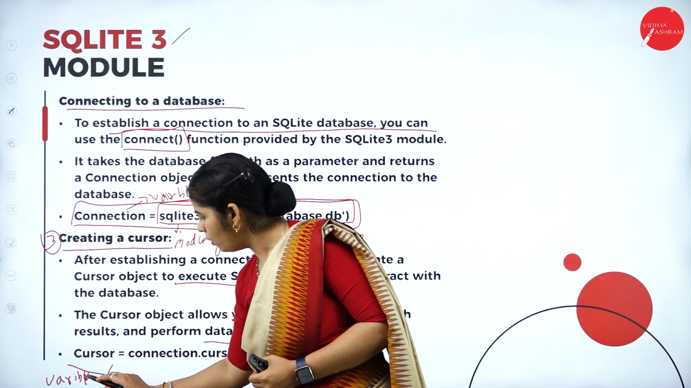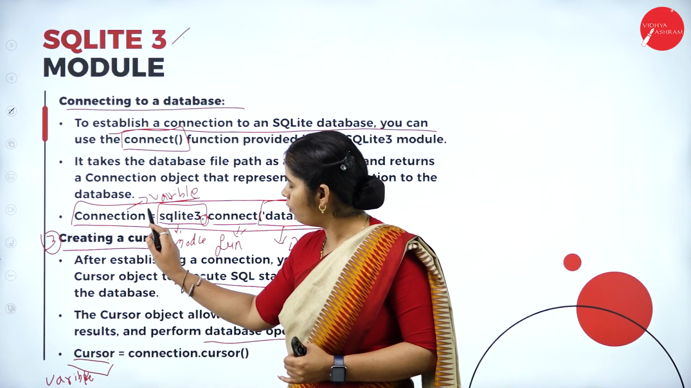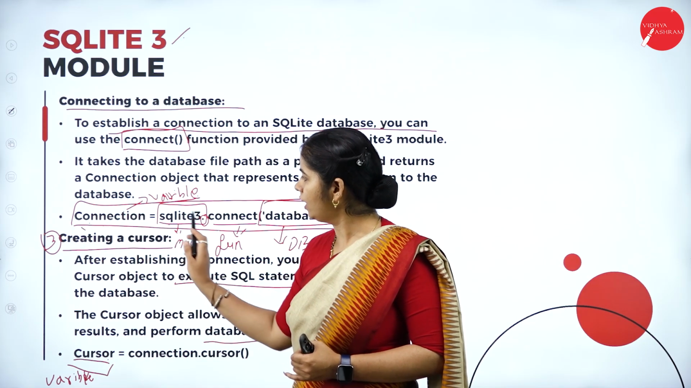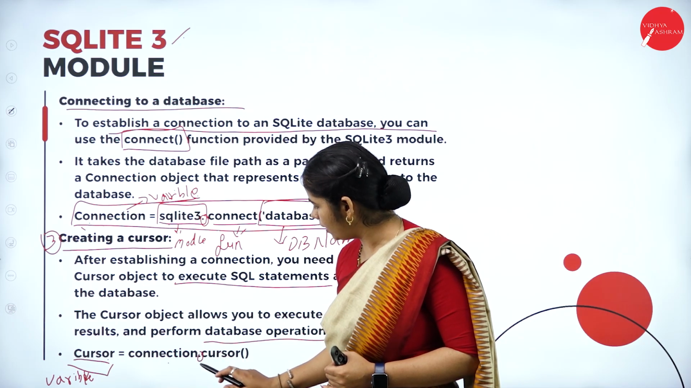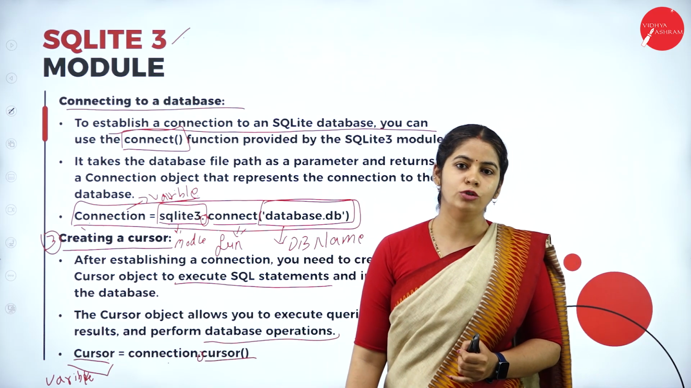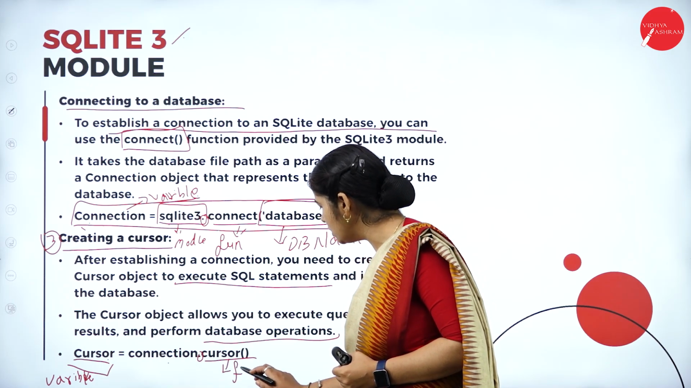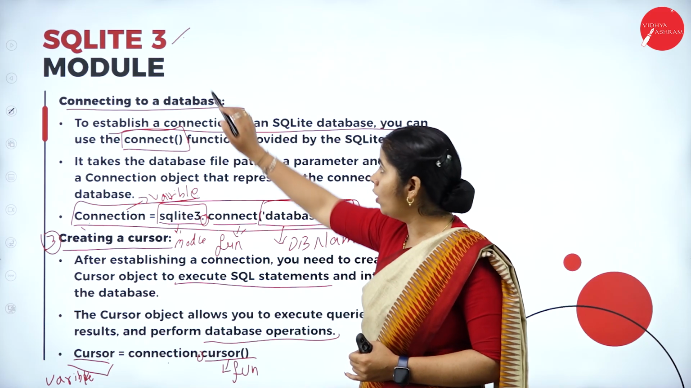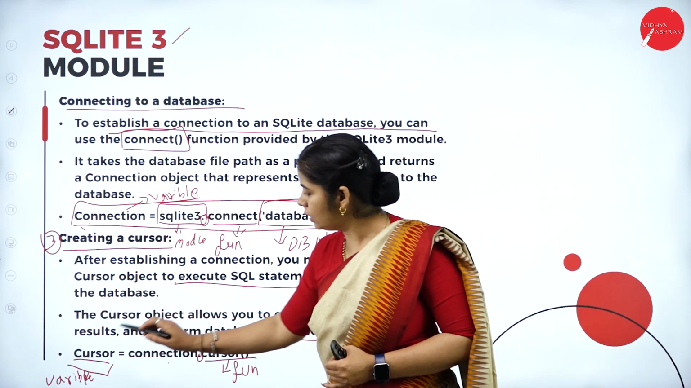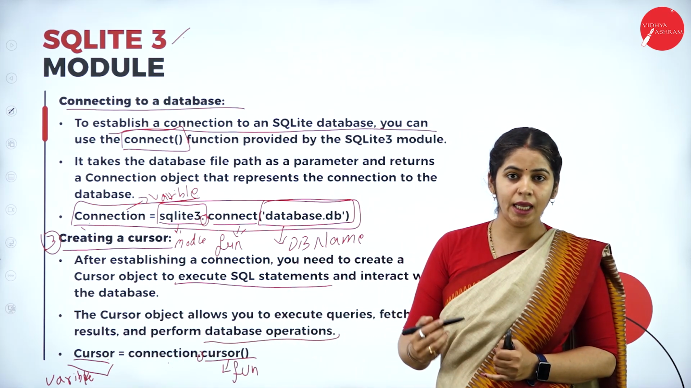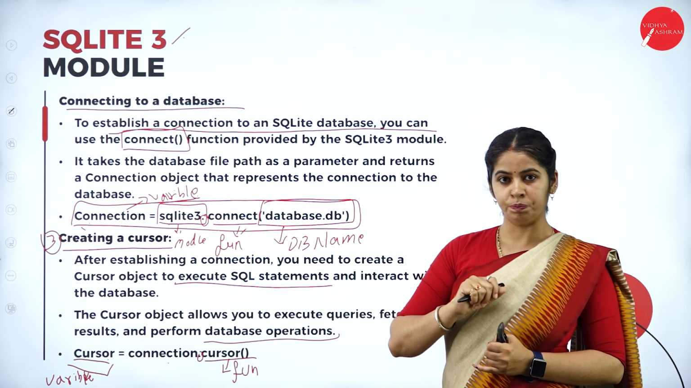This is a variable which we are taking as a cursor. After creating the variable for the connection, using this connection with the dot operator, I need to call the function cursor. Cursor is, again, a function present in the module sqlite3. So this is the syntax for creating the cursor.